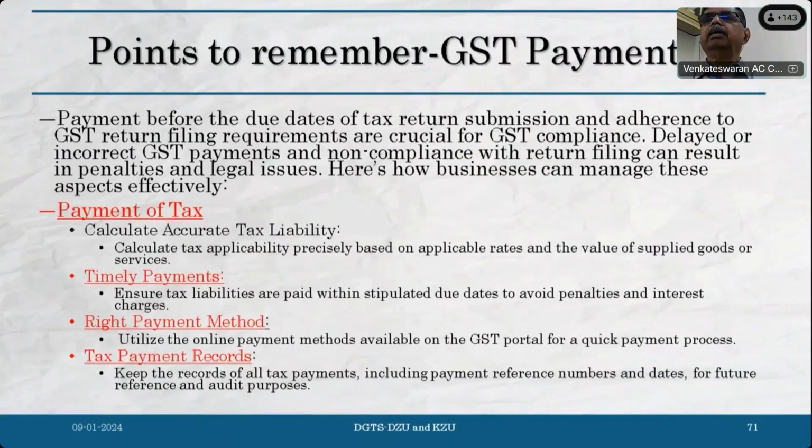The payment points to ponder are: calculate the accurate tax liability, make timely payment to avoid interest, and use the right payment method. Sometimes you misunderstand the place of provision and you pay CGST instead of IGST, and finally when the audit finds it, you will suffer, because once again you have to make the payment. Only after making payment can you claim the refund, and you will find that very difficult. So you have to understand whether you are liable to pay CGST, SGST or IGST properly.